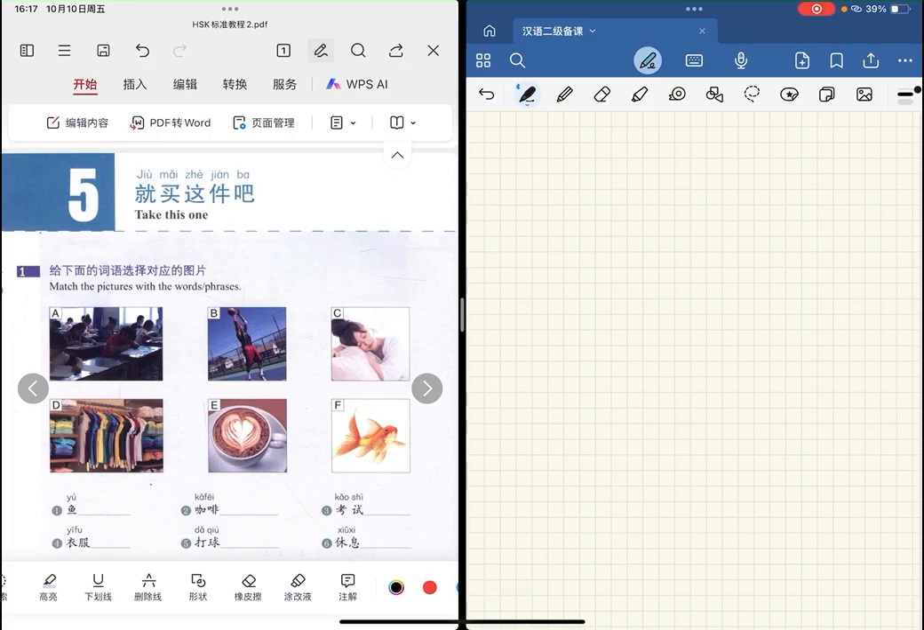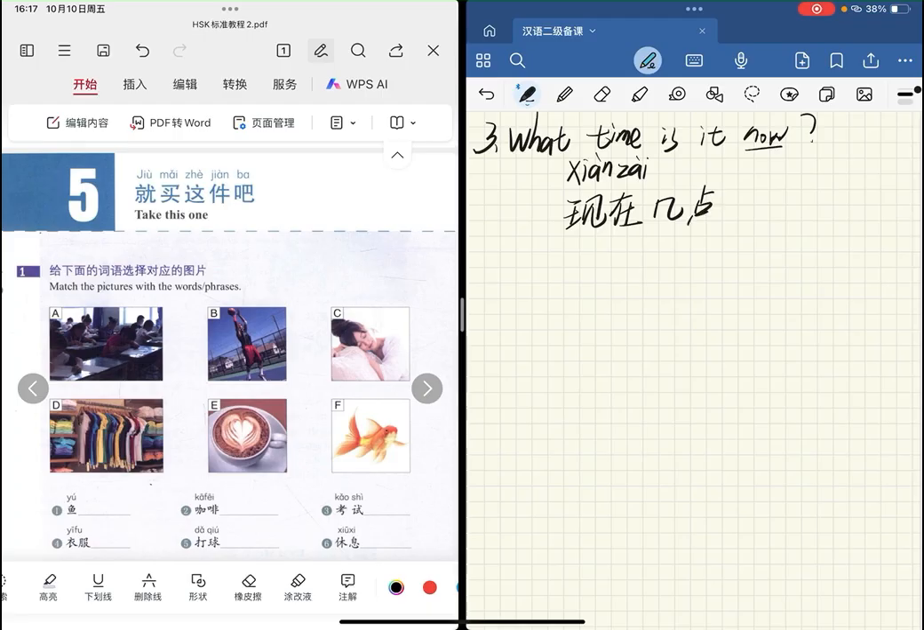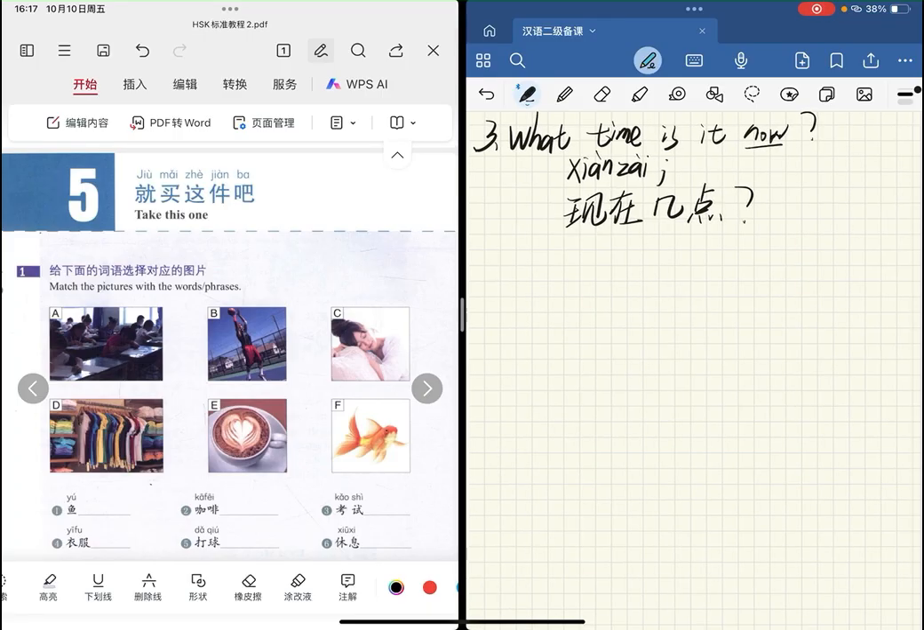Next one is, what time is it now? Do you know how to say it in Chinese? 现在 is now. 现在几点？现在几点？So what time is it now? 现在几点？When we express the time, for the hour we use 点, and for the minute we use 分.